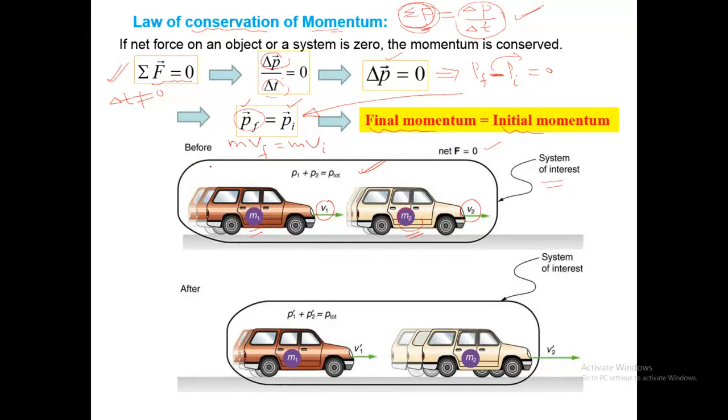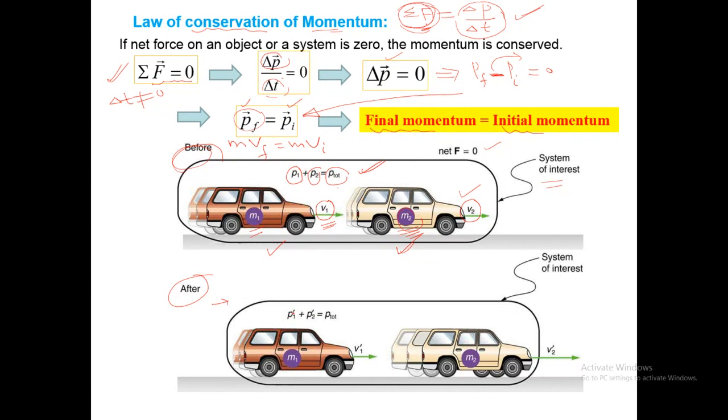But if you have, for example, a system of two objects, two cars, this car with mass m1 moving with velocity v1, and the second car with mass m2 moving with velocity v2. If you calculate the momentum of the first car p1 plus the momentum of the second car p2, you get p total, the total momentum at the initial time, before collision. After it happens, we have p1 prime plus p2 prime, the momentum of the first car plus the momentum of the second.